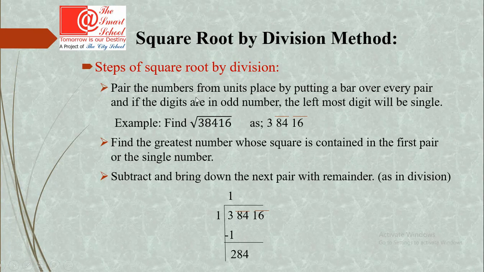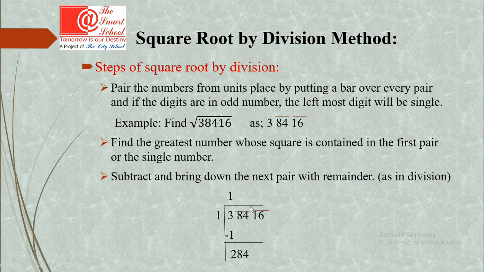First of all, pair the numbers from units place by putting a bar over every pair, and if the digits are in odd number, the leftmost digit will be single. As if we have to find the square root of 38,416, we have to make pairs of the first two digits, which are 16, and then 84, and 3 will be alone. Find the greatest number whose square is contained in the first pair or the single number.